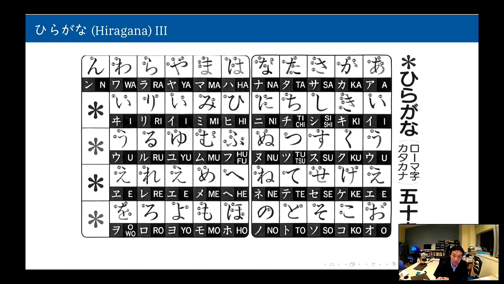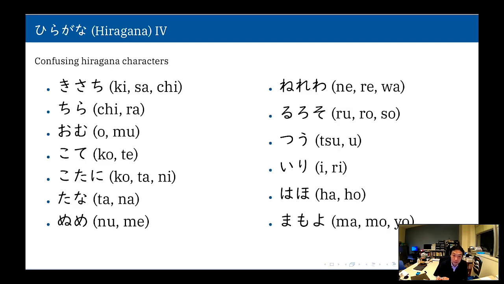And the rest is in fact a matter of memorization. Unfortunately, you just have to memorize these symbols and associate them with the specific sounds. There is no easy way to learn it. But the good news is you have only 46 characters. And this might give a little help, in fact.